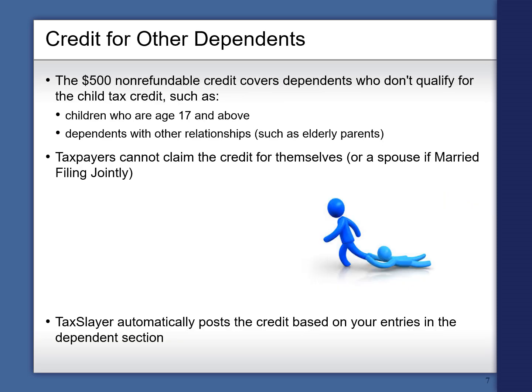The $500 non-refundable credit covers dependents who don't qualify for the child tax credit, such as children who are age 17 and above, or dependents who meet the relationship test, such as elderly parents. Taxpayers cannot claim the credit for themselves or a spouse if married filing jointly. And once again, TaxSlayer automatically determines eligibility for the credit, calculates the amount of the credit, and fills in the appropriate tax forms.